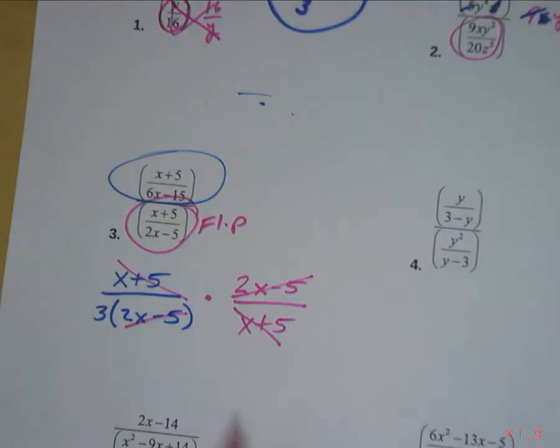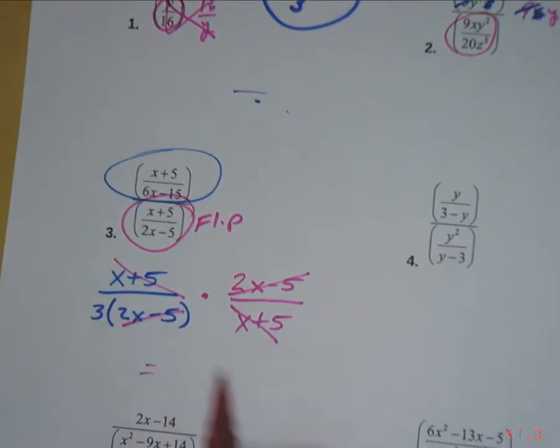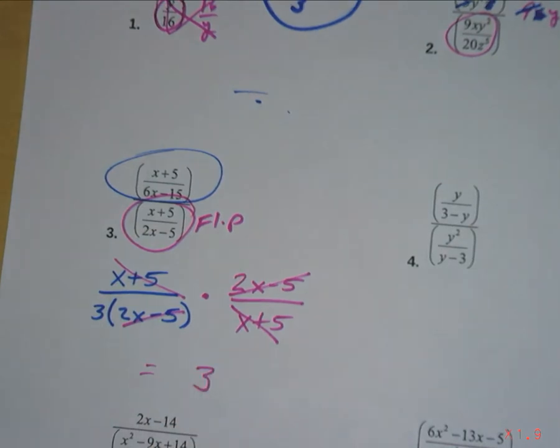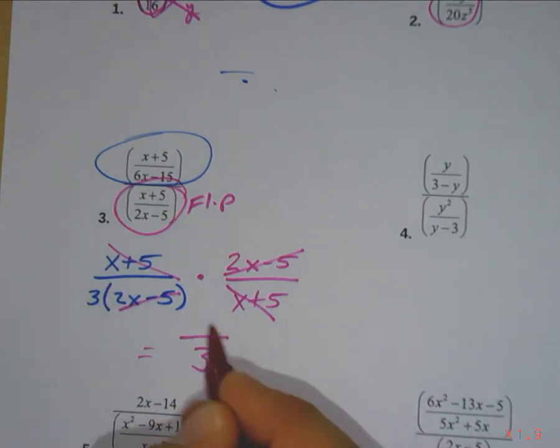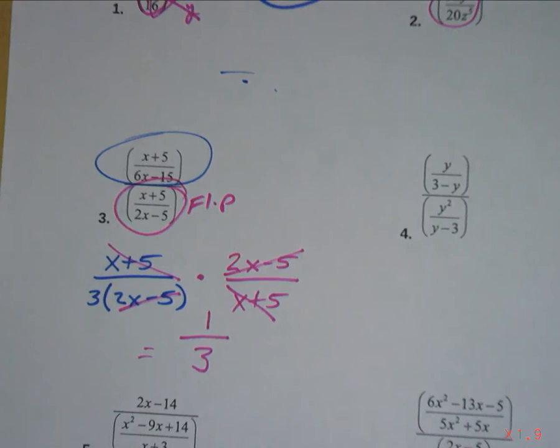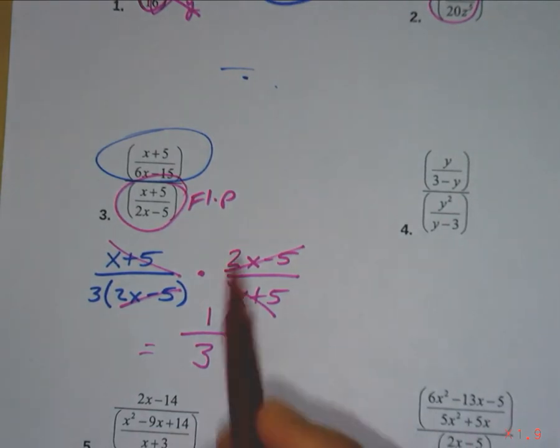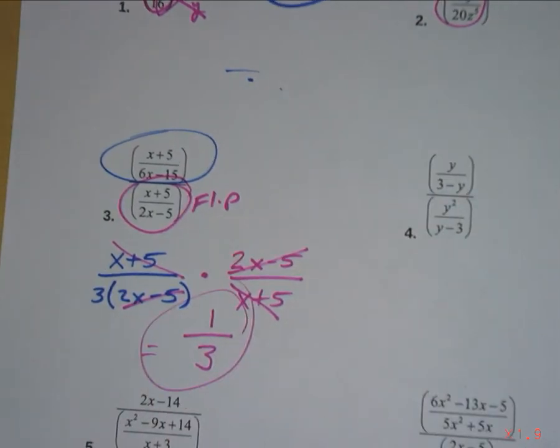Okay, and then when I look at my answer, a lot of times we'll say the answer is just 3. But Michael, where is the 3 at? It's on the bottom, yeah. So we got to make sure we keep it on the bottom by putting a 1 on top. So final answer, very good. Final answer, boom, 1/3.